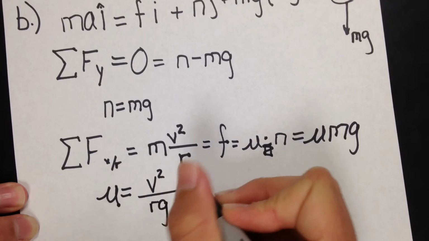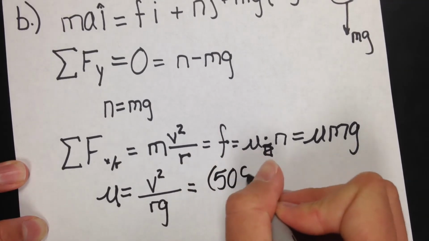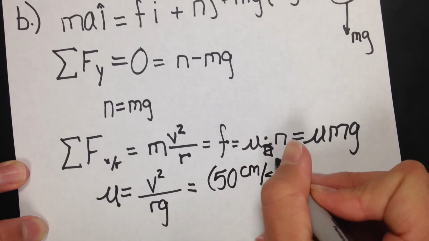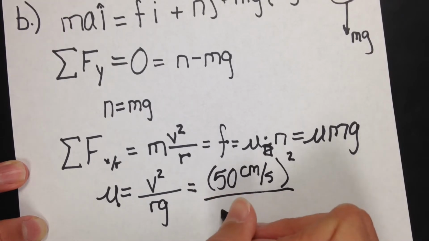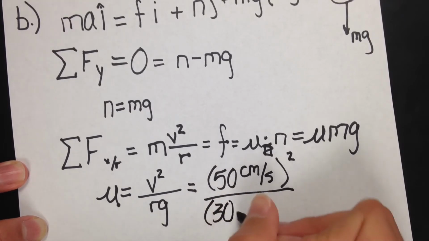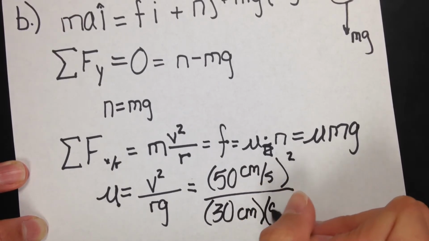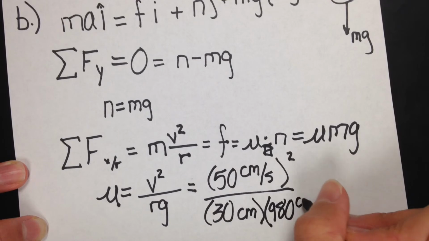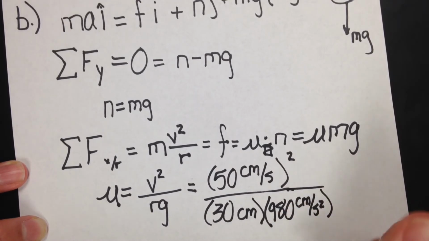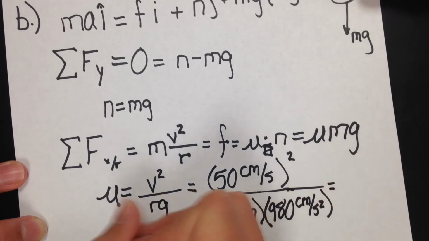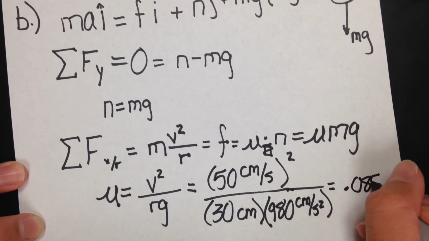And then from here, we rearrange for the coefficient, which is mu, equals v squared over r times g. And then when we plug in all the values we have, so we have 50 centimeters per second, which is one of our givens, and you square that since it's squared, and it's over the radius, which is 30 centimeters, and that's times gravity, which is 980 centimeters per second squared, and that comes from dimensional analysis. And then the total answer is going to be 0.0850.